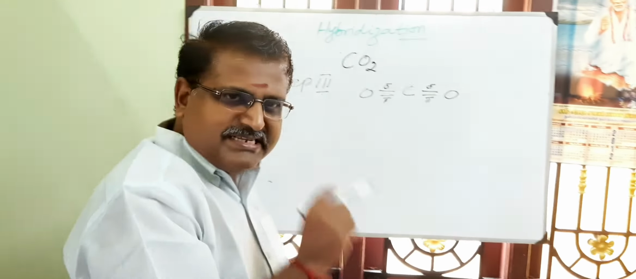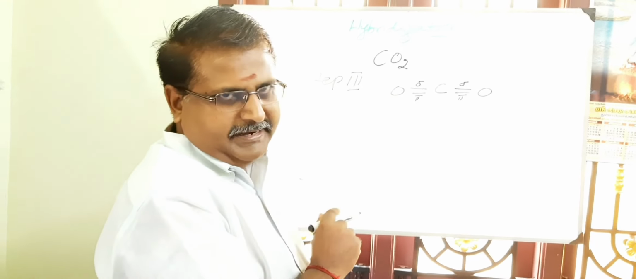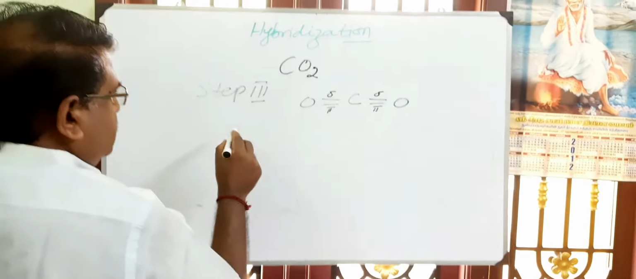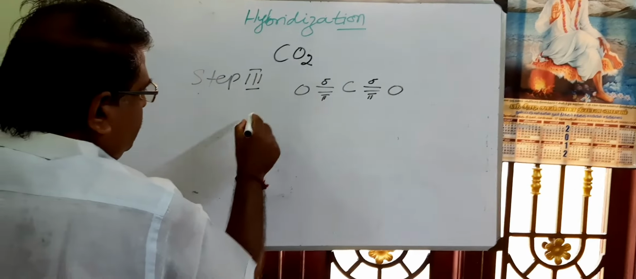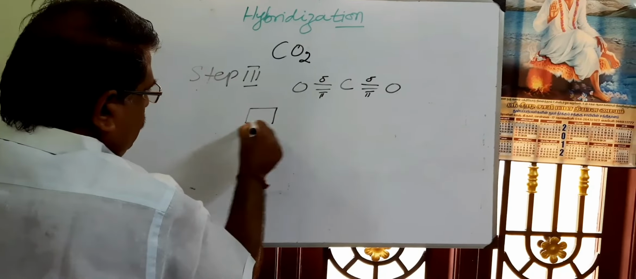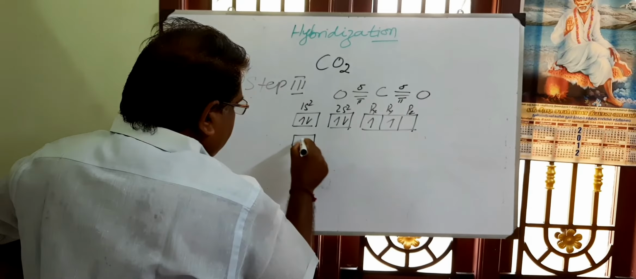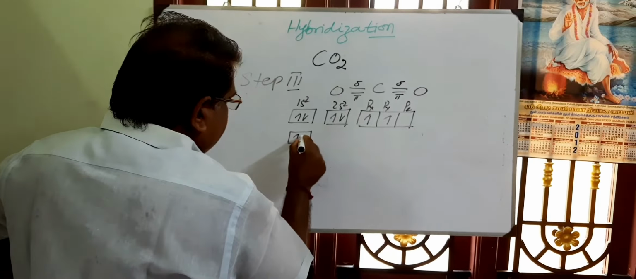Now the question is, what is the hybridization of carbon in carbon dioxide? First, consider the electronic configuration of carbon in the ground state. The ground state configuration of carbon is 1s2, then 2s2 and 2p2. This is px, py and pz. This is the ground state electronic configuration of the carbon atom. In the excited state, the configuration becomes like this.